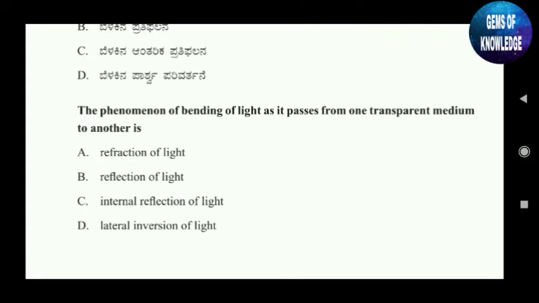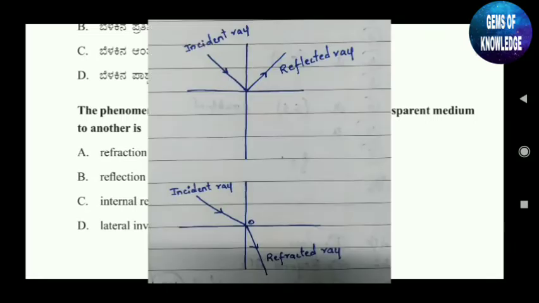You might have seen the two diagrams of reflection and refraction, where you can clearly identify what is happening in the case of refraction and what is happening in the case of reflection. If it is possible, I'll insert the diagrams here. Reflection is the sending back of light: the light ray will meet at a point and it will be reversed back. Whereas in the case of refraction, the incident ray will move from one medium to another medium and it will slightly bend. That phenomenon is known as refraction of light.